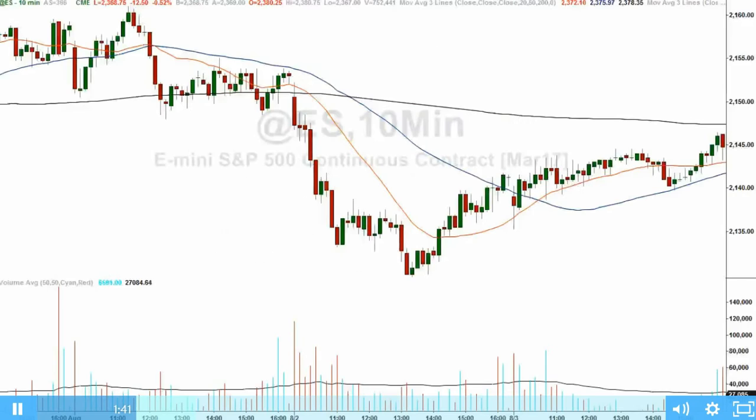We're looking at a 10-minute chart, and you can see three lines on the chart: red, blue, and black. On my chart, the red line represents a 20-period moving average, a blue line represents a 50-period moving average, and a black line represents a 200-period moving average.